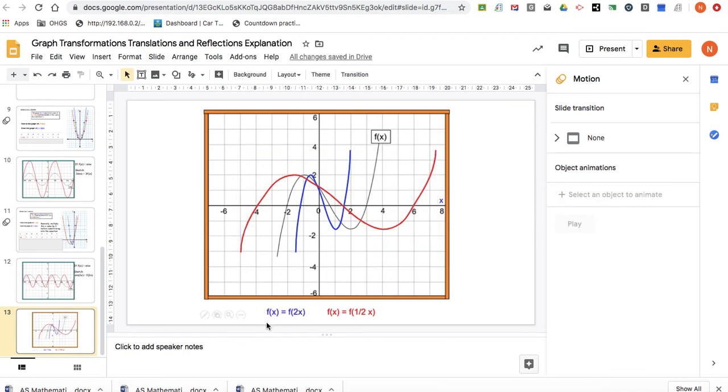So f of 2x would be a stretch in the x direction, scale factor a half, so that's the blue one. All the x coordinates have halved. f of a half x would be a stretch in the x direction, scale factor 2, because 1 divided by a half is 2. And that is how the graphs would look, okay?